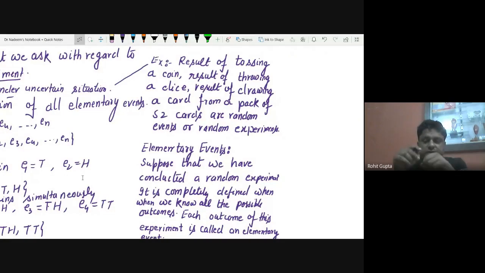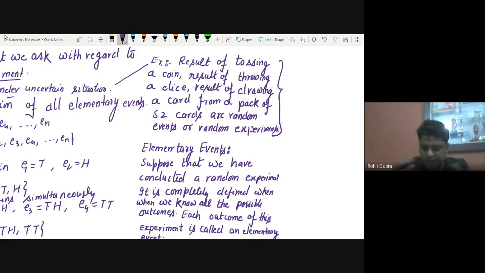For example, results of tossing a coin, throwing a dice, drawing a card from a pack of 52 cards are random events or random experiments. Okay, this is the example of random events and random experiments. Now the question is, what about the elementary events? Suppose that we have conducted a random experiment. It is completely defined when we know all the possible outcomes.